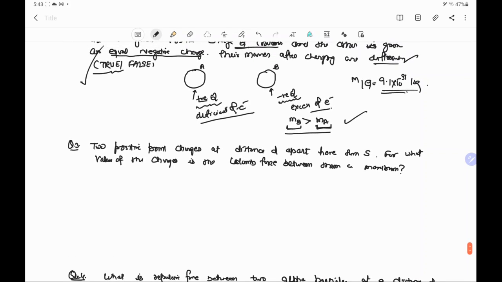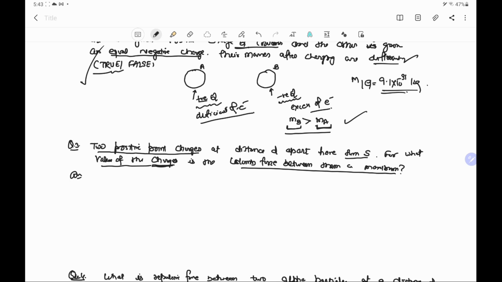Next question. Two positive charges at a distance d apart have sum s. They are two positive point charges, and their sum is s. For what value of the charges, we have to find the value of charge, so that the Coulomb force between them is a maximum.